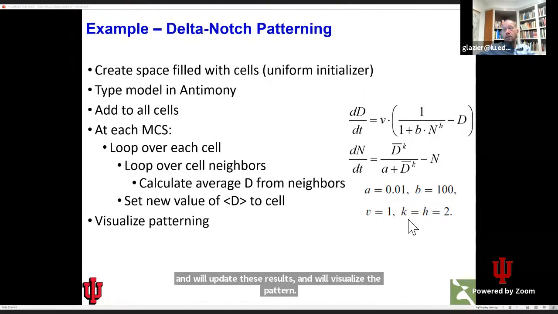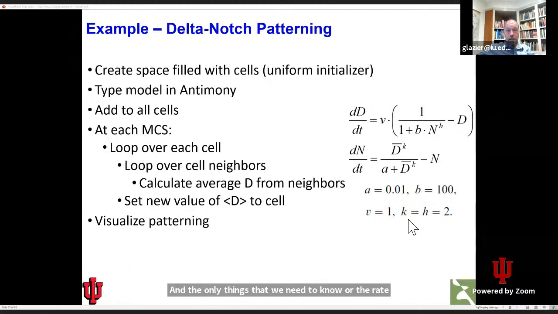And the only things that we need to know are the rate constant for D, which we'll set to be 1, the scaling at which the Delta saturates, which is defined to be 0.01, which is pretty small here, and the scaling at which Notch saturates, which is defined as 100. We could have made those both 1, actually. And the Hill coefficient here, H and K, which we'll set to 2.